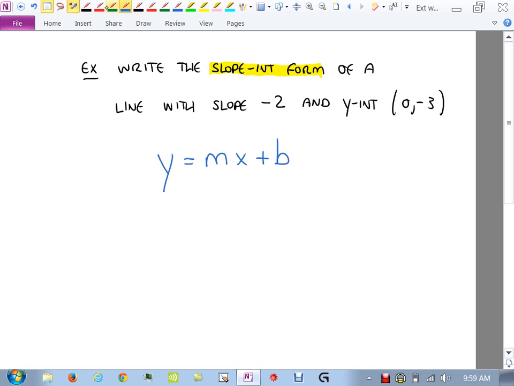I've given you the -2, that is your slope, that's m. And what's the b? The y-intercept. Now, I gave you the y-intercept as a point. So which part of that point is the b? The -3. So you don't write the whole point there for b, you just write the -3 in there. So what should the formula be? y equals -2x minus 3. That's all.